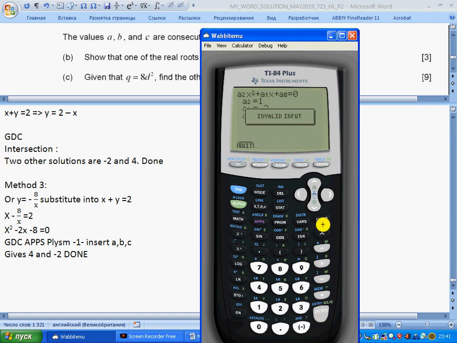Invalid input. I think that it wants me to use this minus. It's good that it tells me. Sometimes it doesn't tell, just says okay. Enter and solve. So we have two solutions, 4 and minus 2. So we have 1, 4, minus 2.